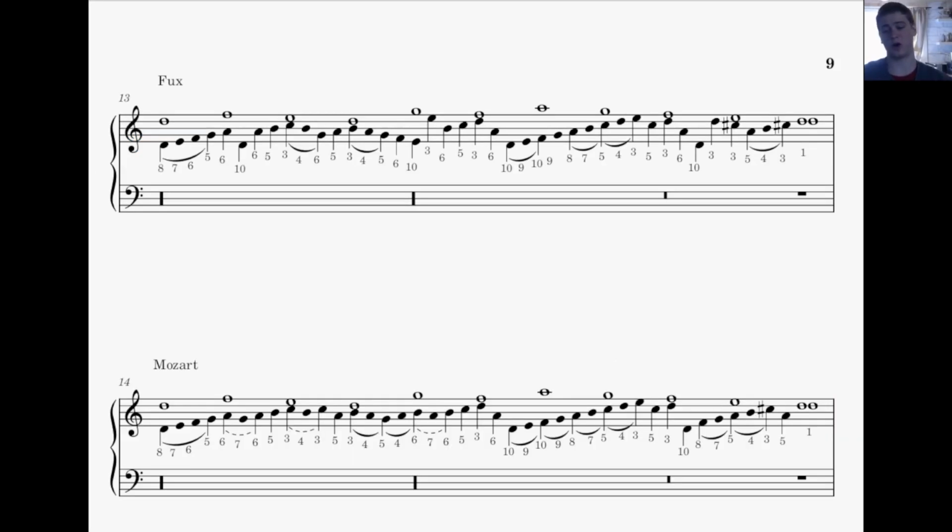So for the most part, Fuchs uses imperfect consonances on each of the downbeats on beat 1. Try to follow in these footsteps. It shouldn't be very difficult to find a note that is a third, sixth, or 10th away from the given melody at all times on each downbeat.